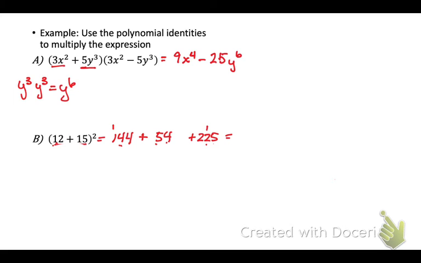Now I am, honestly guys, 12 is 10 and 2, yes? So 10 times 15 is 150, and 2 times 15 is 30. So I get 180, times 2 is 360.